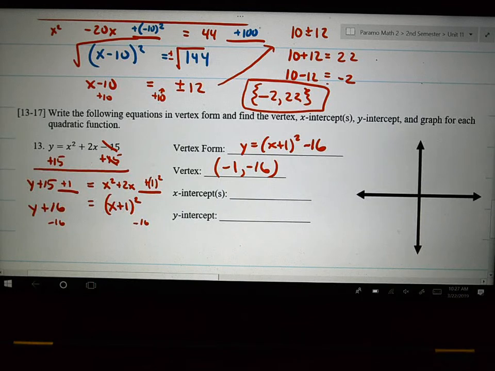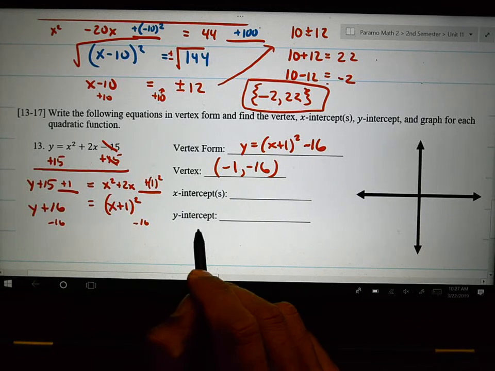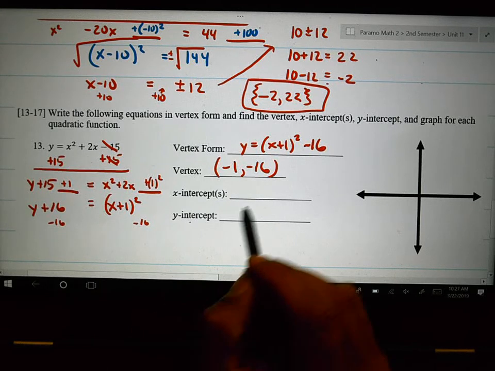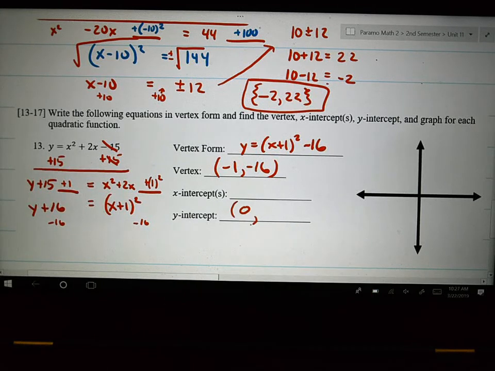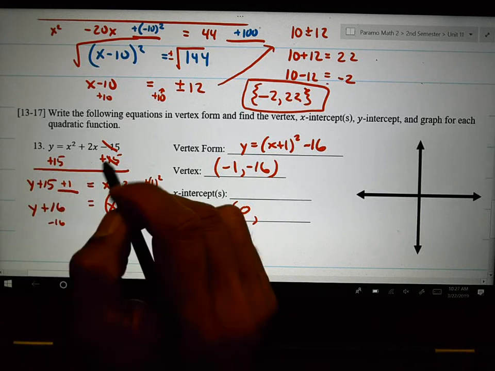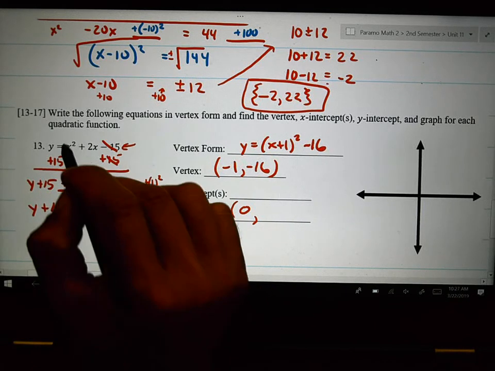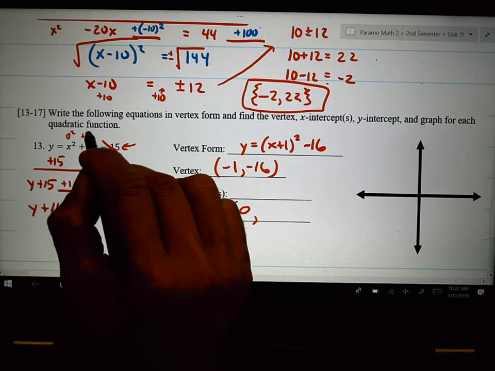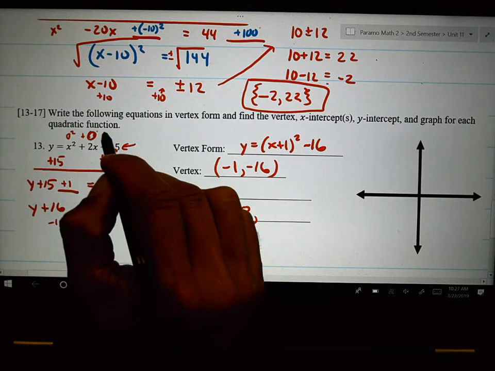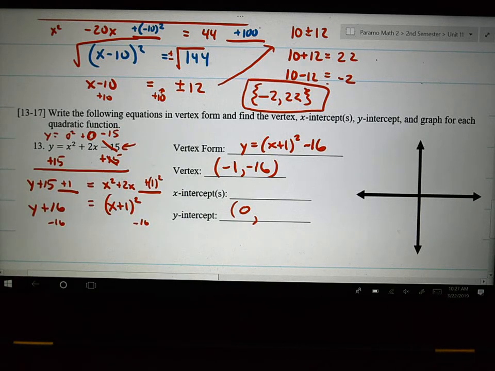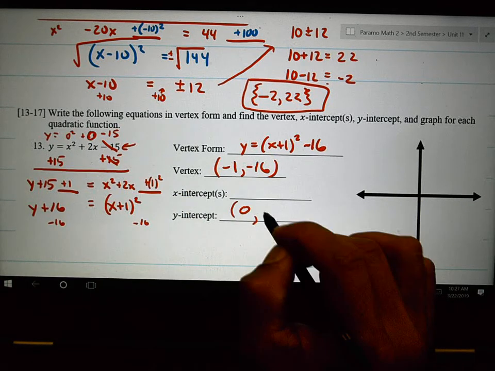We got the vertex. The y-intercept, so the next thing that is the easiest thing to find. How do I find the y-intercept? I plug in a 0 in for x. If I plug a 0 in for x, it's easiest to do that right here at the beginning. If I had a 0 squared plus 2 times 0, let's just put a 0, minus 15, I know what y has to equal when x is 0. It's that c value.